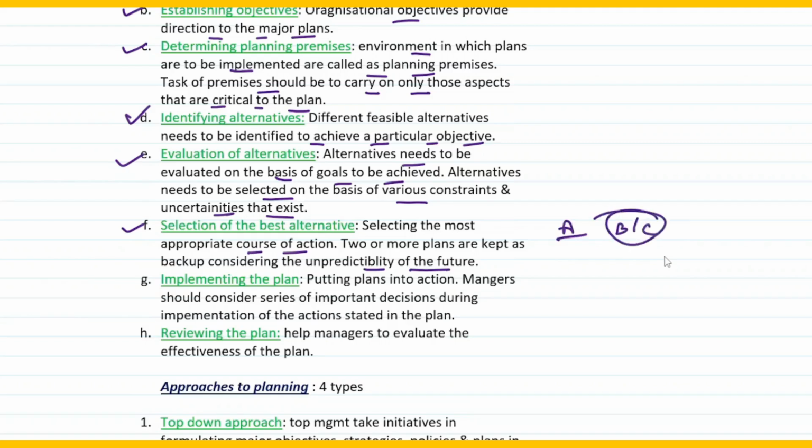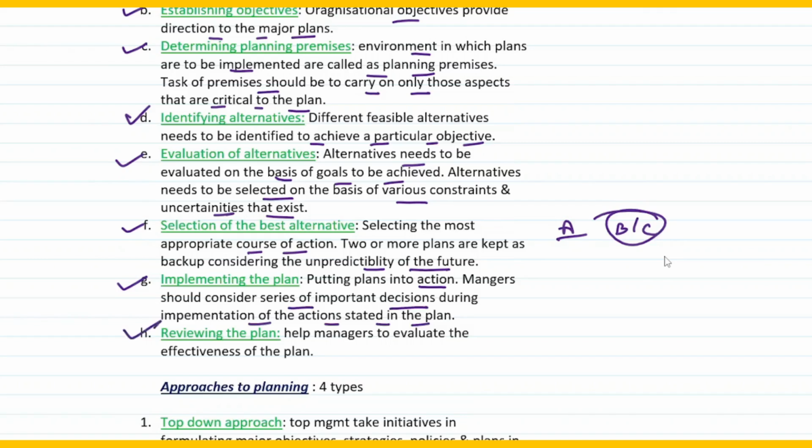So that is what the selection of the best alternative is. Then implementing the plan. You have identified the alternatives, you have evaluated them, you have checked the best alternative along with the backup that you have, then you implement the plan. Now, putting plans into action. What is implementing the plan? Whatever plans you have decided upon, you are putting that into action. Now managers should consider a series of important decisions during implementation of the action stated in the plan, right?